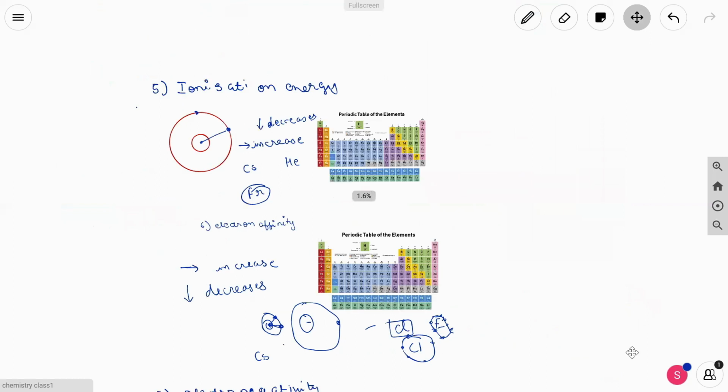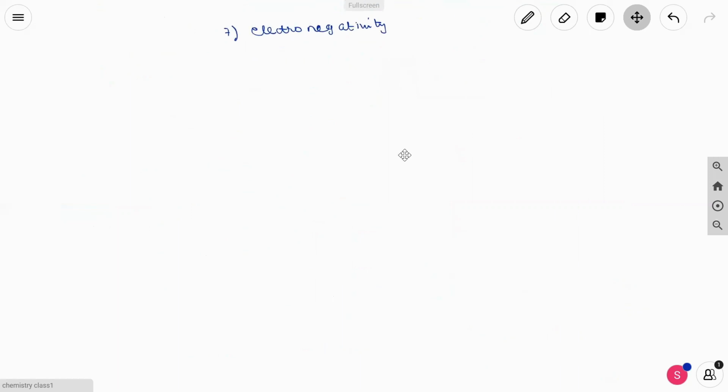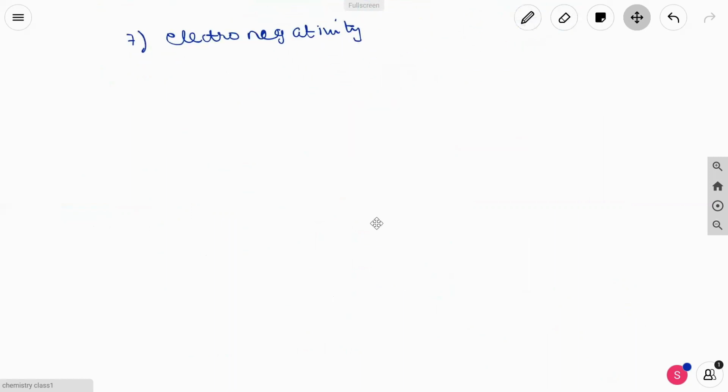You can remember that electron affinity and ionization energy both increase across a period and decrease down a group.